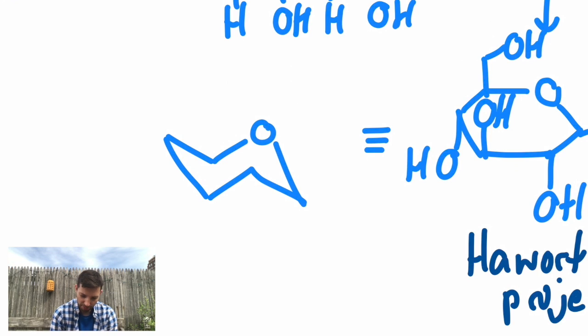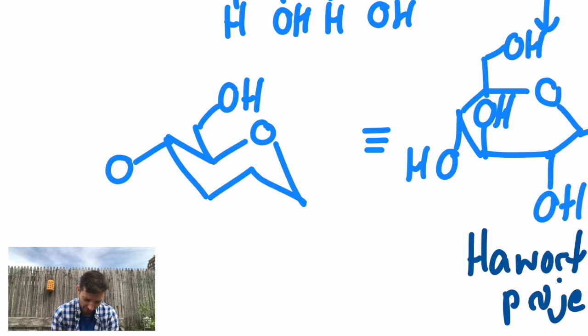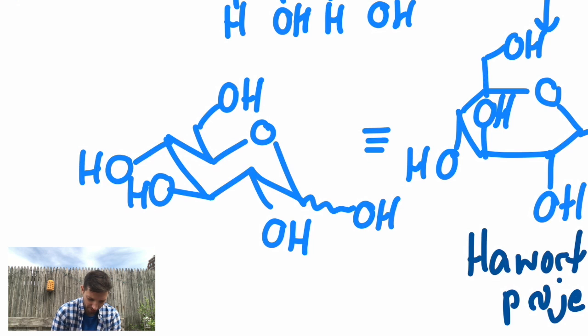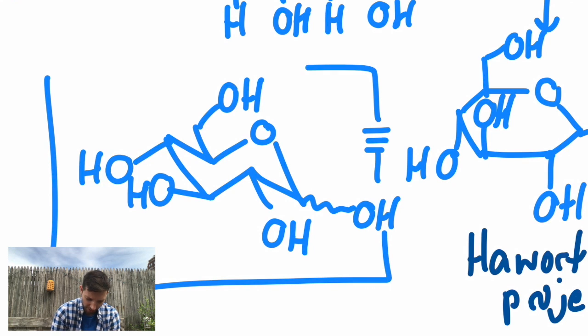It's up at that carbon, equatorial. Then the next one is a down OH, down at that position is also equatorial. The next OH is up at that position, equatorial. The next one is down at that position, equatorial. And then the last one I'm going to draw as a squiggle because both are possible. This is called the pyranose form, because it's a 6-membered ring.